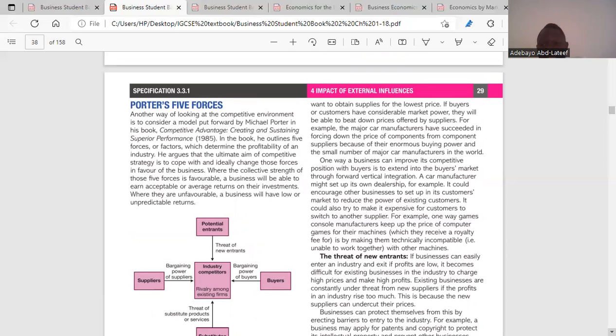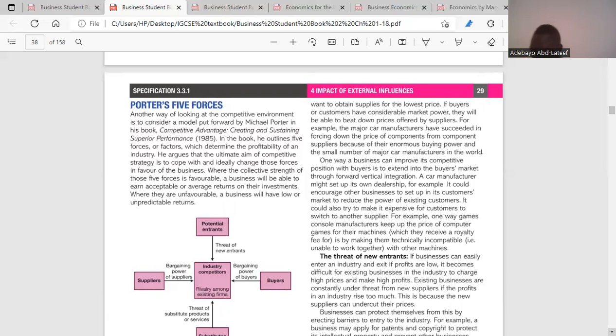And we said external influences are factors that affect the business, which are beyond the control of the business. And whenever businesses have to analyze these factors, they have to use the PESTLE analysis, which is the political, the economic situation, the social, the technological, the legal, and the environmental analysis. These are all that has to be made when considering the impact of external influences.